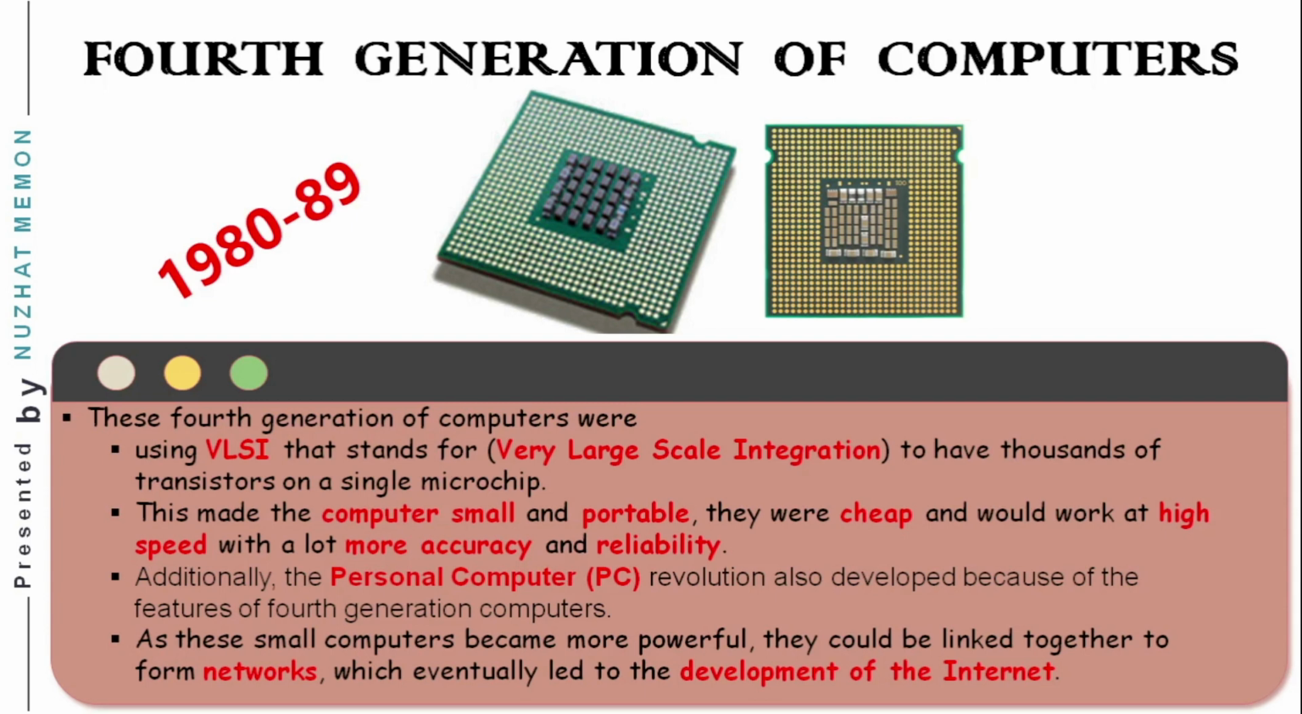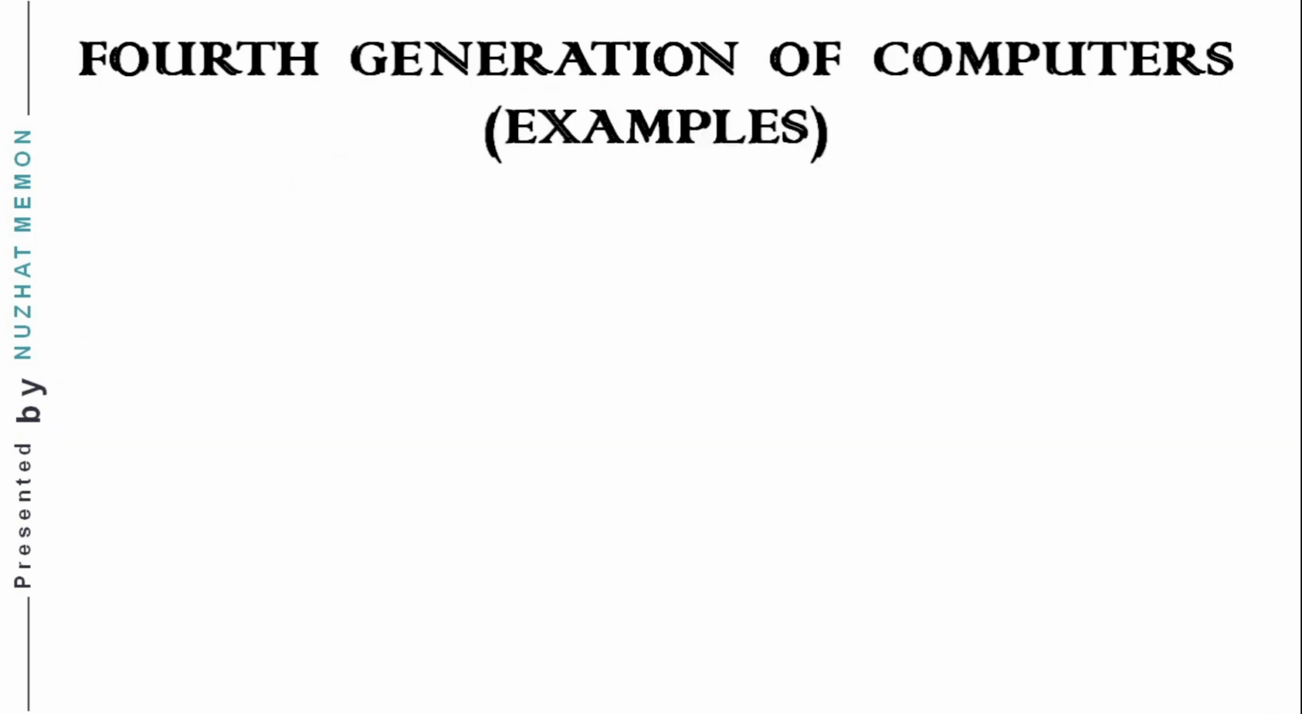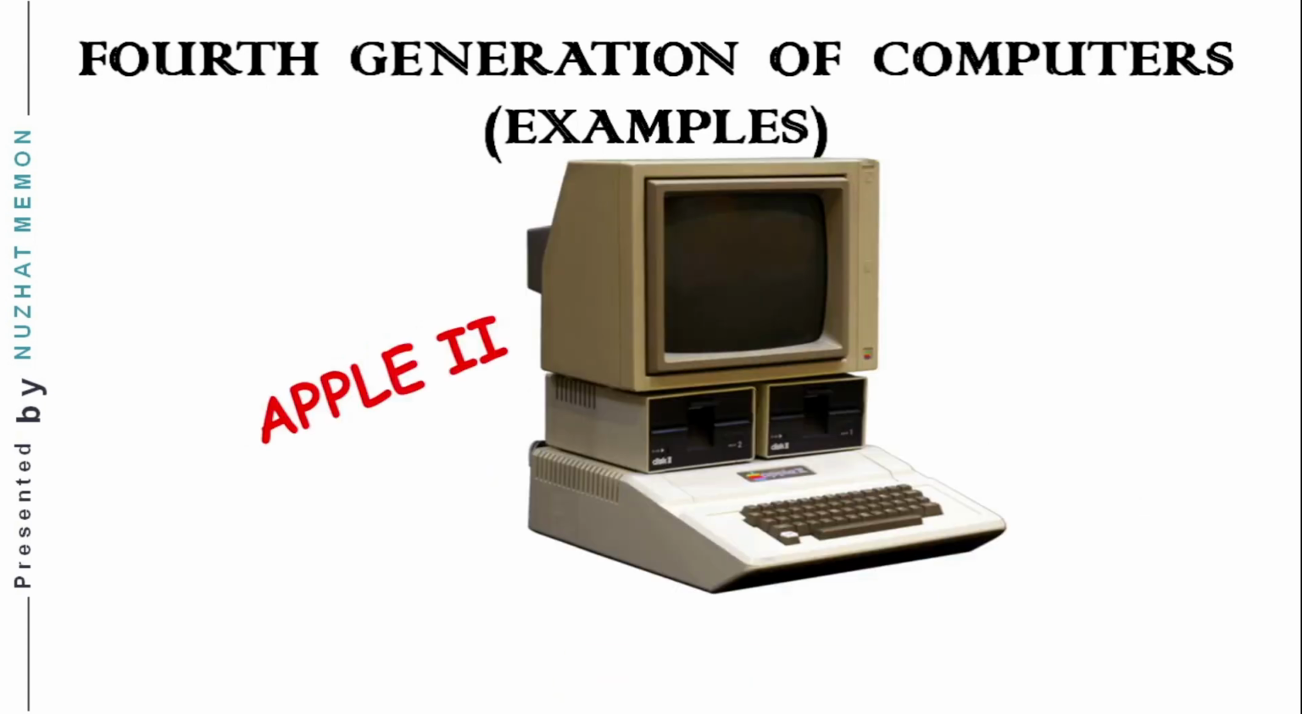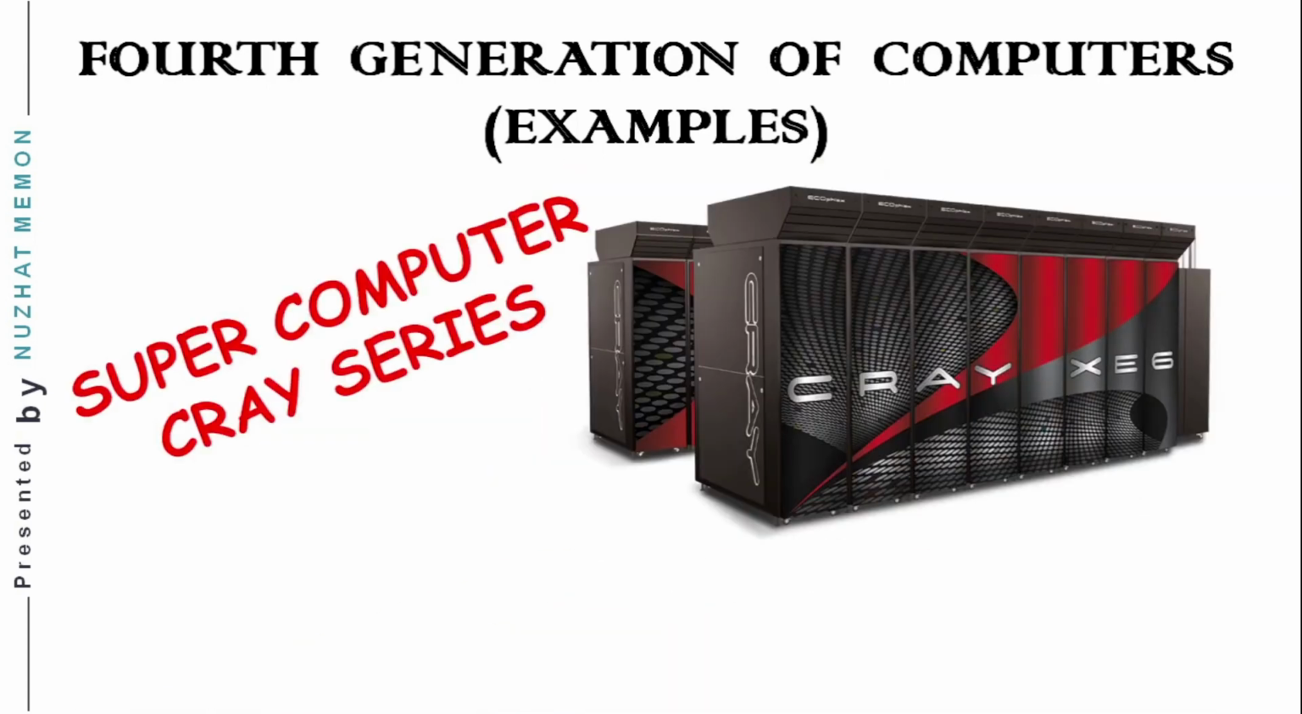And as these small computers became more powerful, they could be linked together to form networks also, which eventually led to the development of the internet. So yes, we can say that the internet was also developed in the fourth generation of computers. So let's see the examples of fourth generation of computers: IBM PC, Apple II, supercomputer, Cray series.